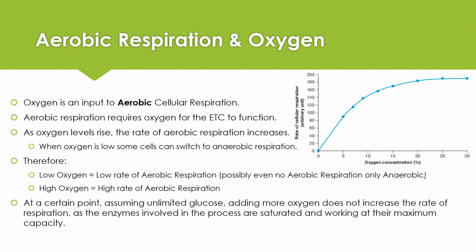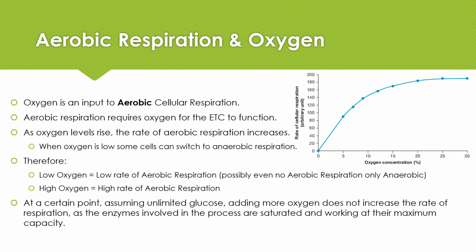Now, when oxygen is low, some cells will actually switch to anaerobic respiration. And it's normally not a prolonged thing. They'll do it until oxygen becomes available sufficiently again. So generally speaking, low oxygen means a low rate of aerobic respiration, and possibly even no aerobic respiration, only anaerobic. Whereas high oxygen generally means high rate of aerobic respiration. And that's what we tend to expect when we change oxygen levels and we look at the rate of aerobic respiration. Now, there is something to consider here, and that's at a certain point.